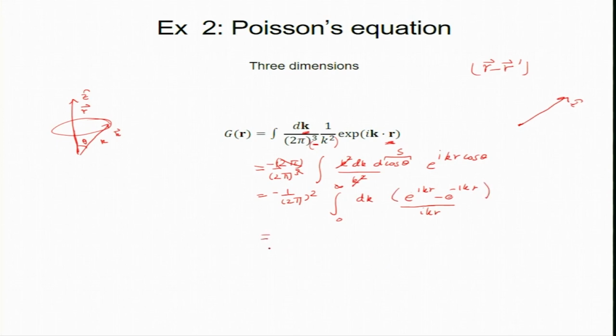Now, what is this? i k r e to the power minus i k r is 2 i sin k r. Yes. So, minus 2 pi squared, this minus I need to worry about it a bit later, sin k r, 2 i divided by i k r. Okay. So, i cancels, and that is what we get, k r.